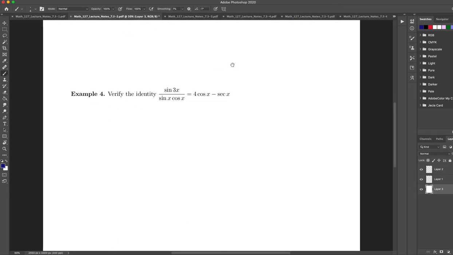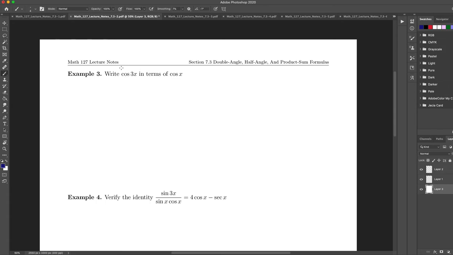So let's write cosine of 3x in terms of cosine x. Once you know the double angle formula, can you have triple and quadruple angle formulas? Sure, right? And so here, we'll show you that we can do that. We just write cosine of 2x plus x is equal to cosine of 3x.